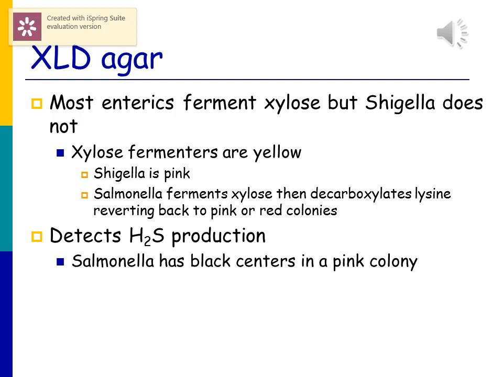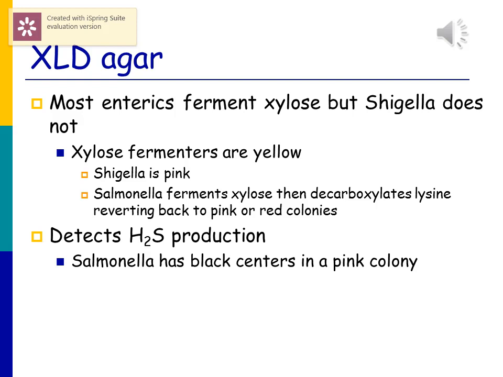So most enterics do ferment xylose, but Shigella doesn't ferment xylose. So your xylose fermenting organisms are yellow because in this agar, that phenol red, when the pH drops due to xylose fermentation, it turns yellow. Shigella doesn't turn yellow, it turns pink. So if you see a pink organism on XLD, you automatically have to think Shigella.